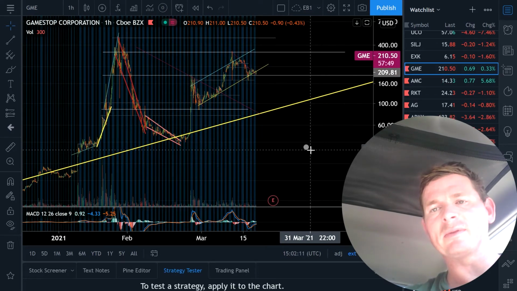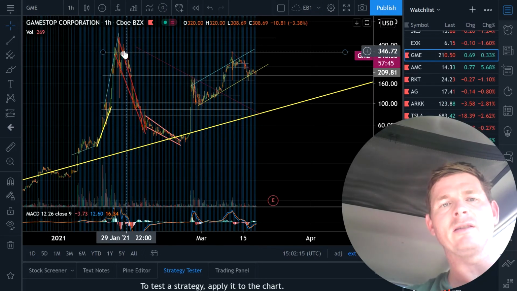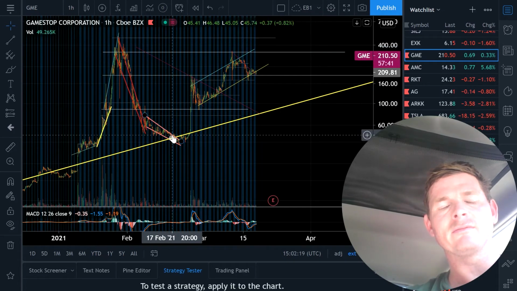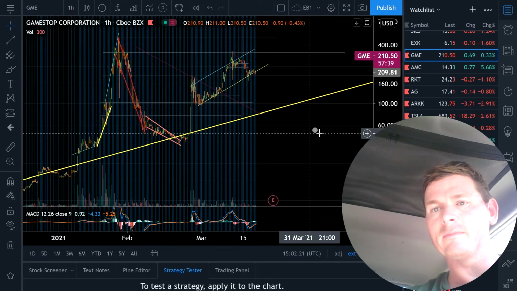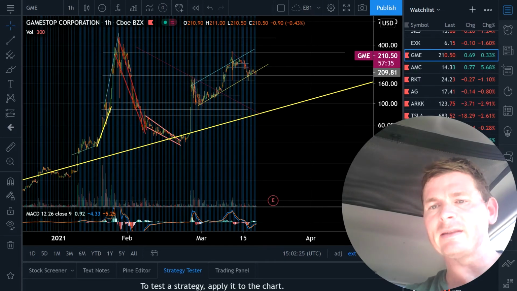The other meme stocks are not exactly following GME, but the crazy pop bubble moves are at the same time, but they're not the same charts. So yeah, that's AMC.